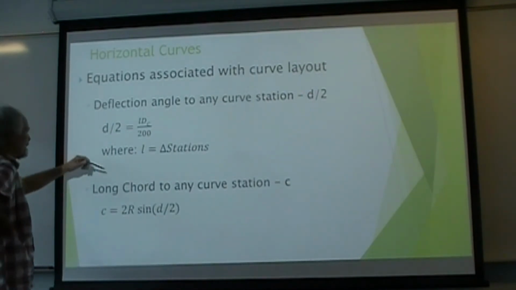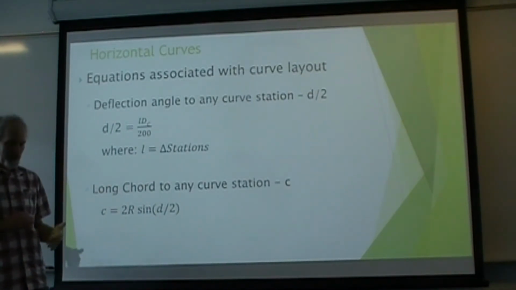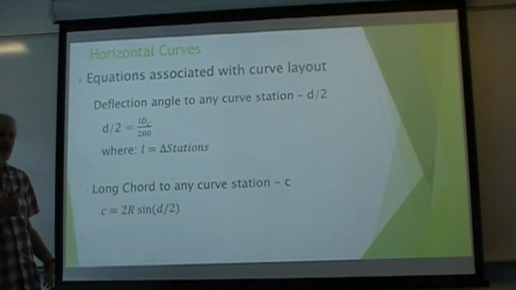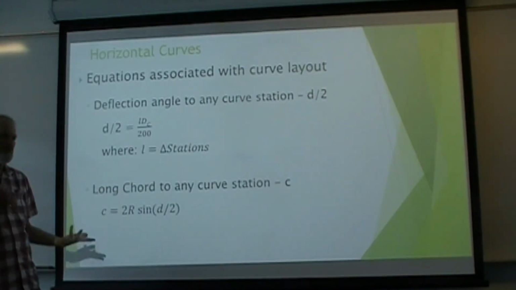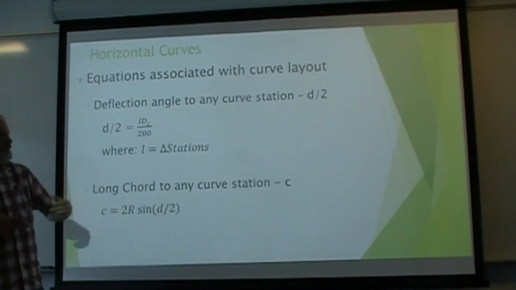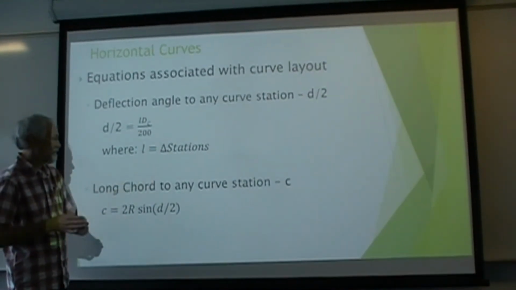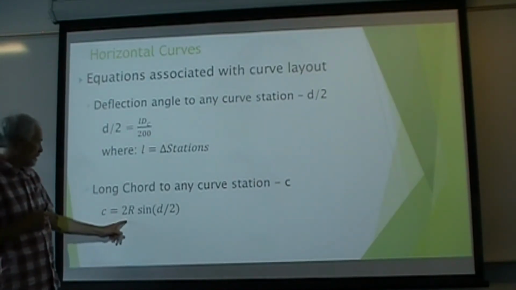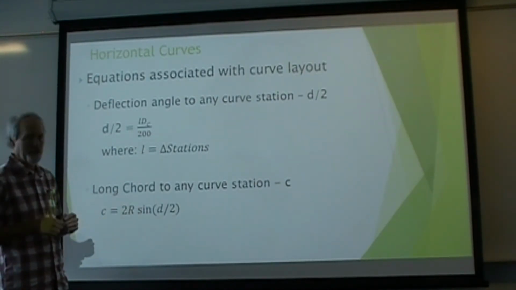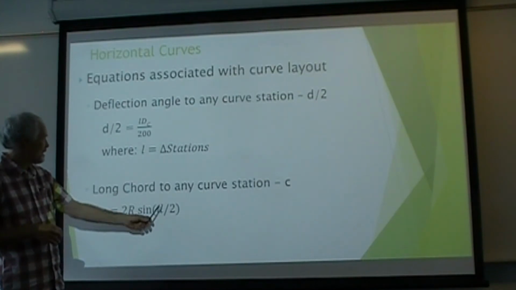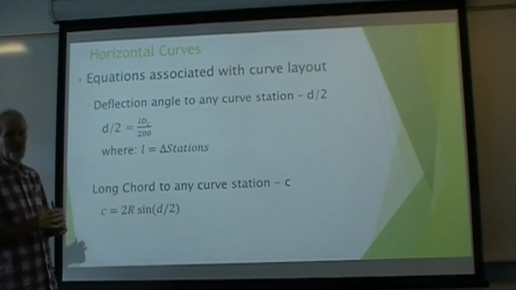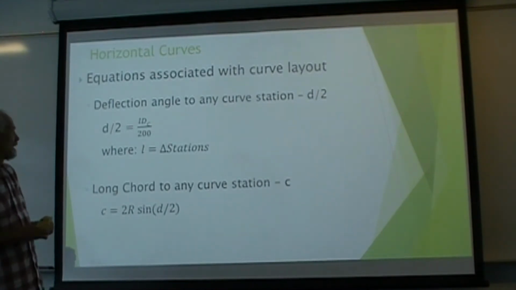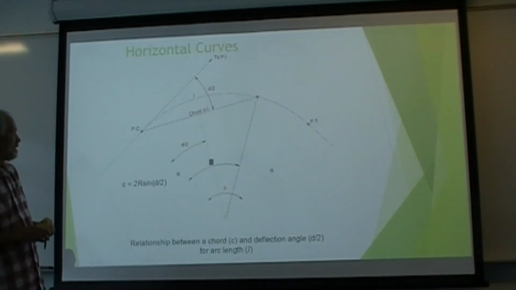So we have then L, which is just the distance in stations from where you're sitting to where you're going. So you're always going to stay put at the one point, PC or PT. So my distances are just increasing as I go around. Long chords to any station are just going to be 2 times the radius times the sine of the deflection angle. Do not divide this angle by 2. It's already divided by 2. So whatever you calculate, you just plug that in direct.